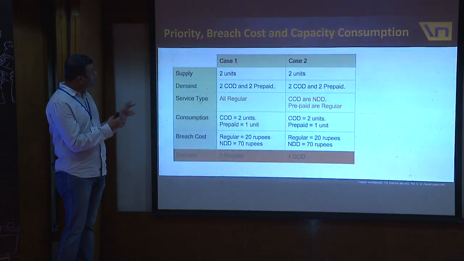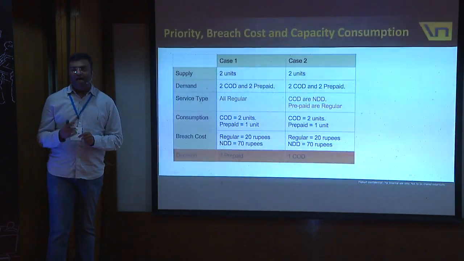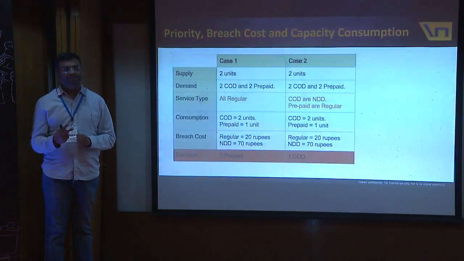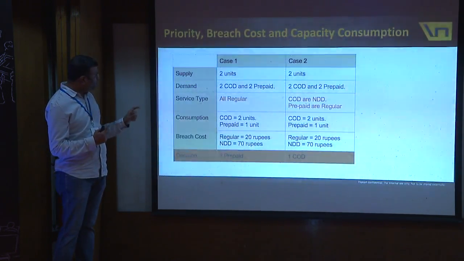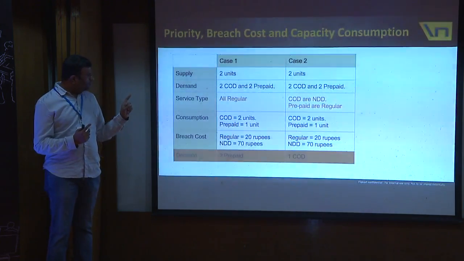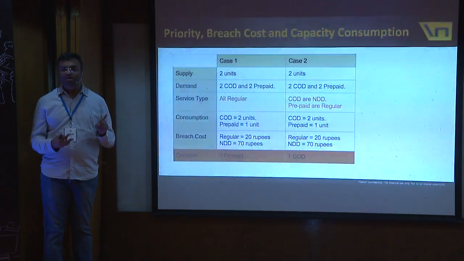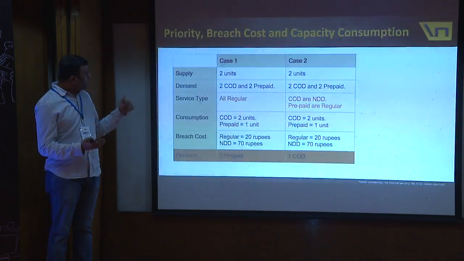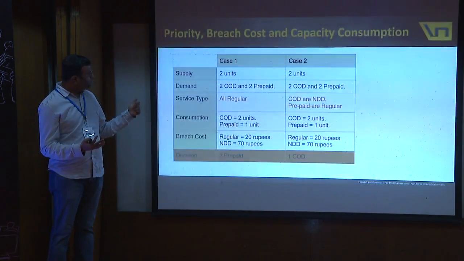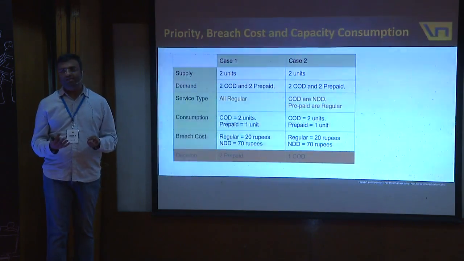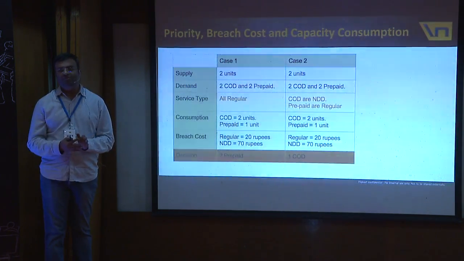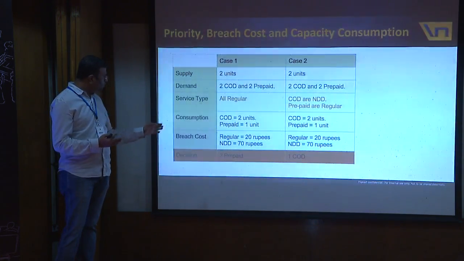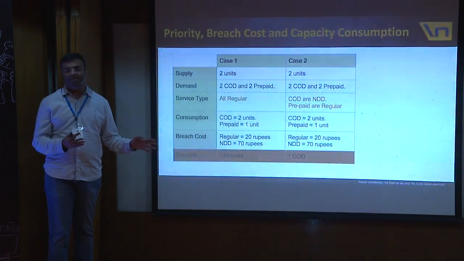So if we look at this, since I have only 2 units of supply, I can either fulfill 1 COD shipment or 2 prepaid shipments. In case 1, if we fulfill 1 prepaid shipment, we are going to breach on 3 regular shipments, so the breach cost would be 60 rupees. If we fulfill 2 prepaid, we are going to breach on two regular shipments, and the breach cost would be 40 rupees. So the optimal answer would be to decide to fulfill two prepaid shipments.